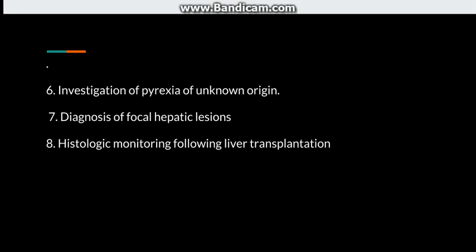It's very important: only pyrexia of unknown origin is the indication for liver biopsy. Also, in some cases where diagnosis of focal hepatic lesions needs to be made, especially if we are suspecting any malignant change. In cases of liver transplantation, histological monitoring is needed. For that also liver biopsy is done.